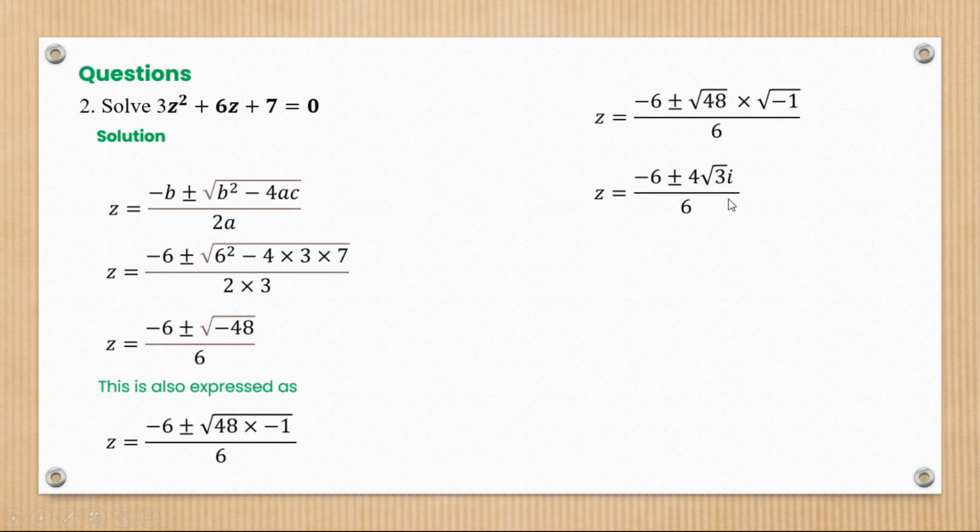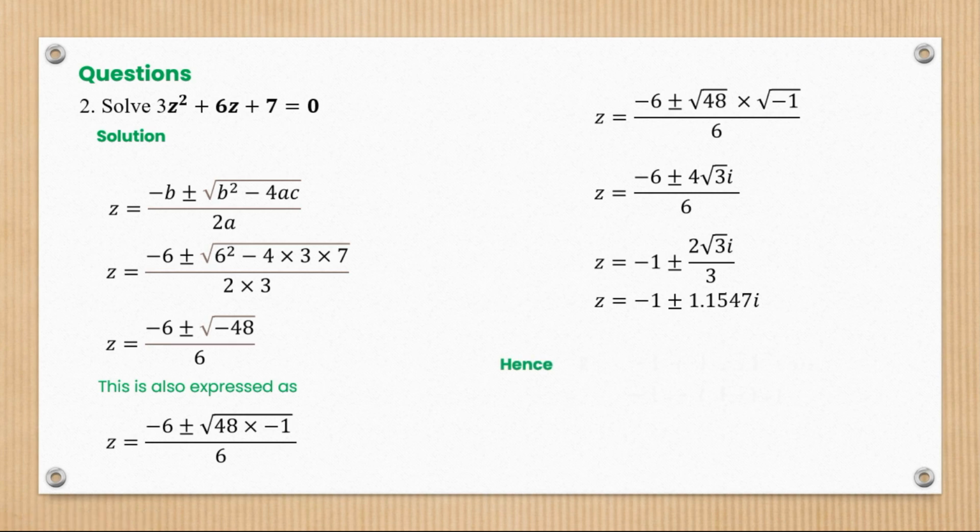And then when you split the 6 in between the two different numerators, you end up having a value like that. So negative 6 divided by 6 is negative 1. And then plus or minus 4 root 3 over 6 is the same as 2 root 3 over 3. So that's why you end up with a value like that. So our two answers are that. So 2 root 3 over 3 is the same as 1.1547 in decimal values.